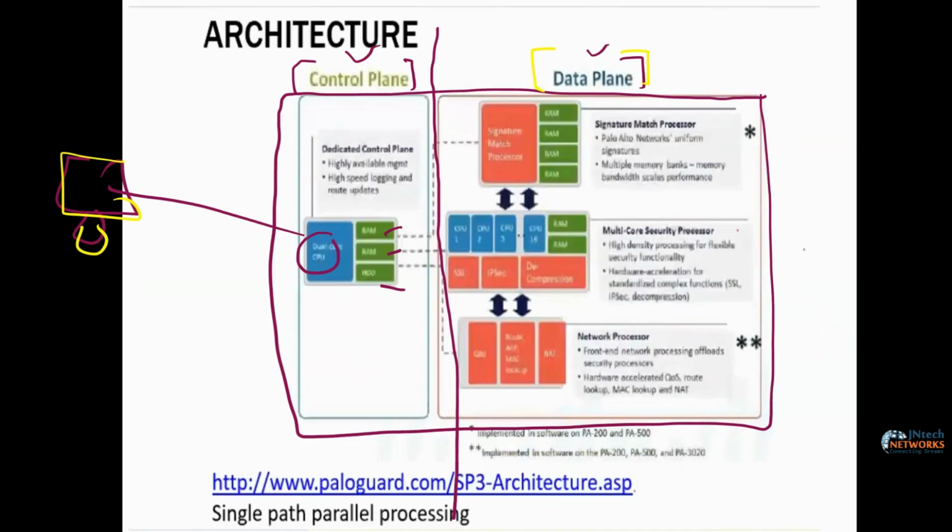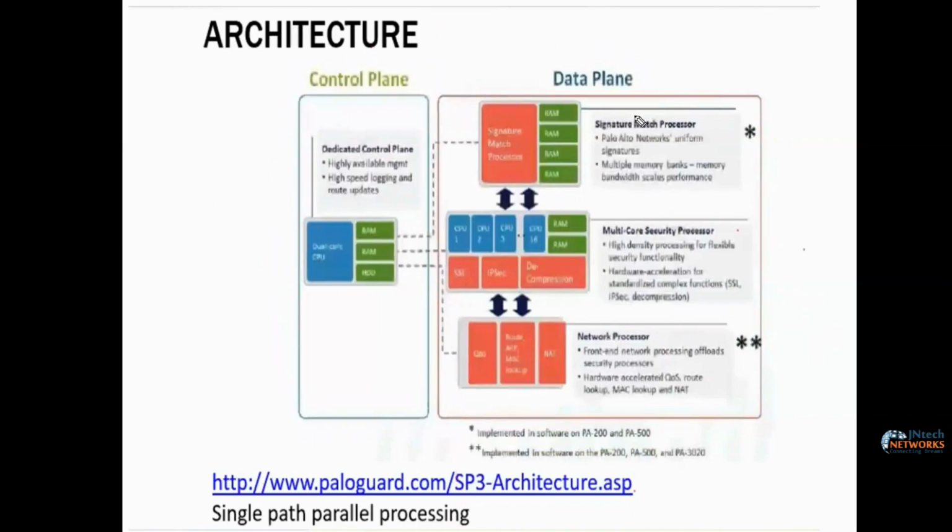So what is data plane? In data plane, what do we have? In data plane, we have 3 separate processors, you can say 3 separate engines. We have the signature match processor, multi-core security processor, and networking processor. So in data plane, we have 3 separate processors.